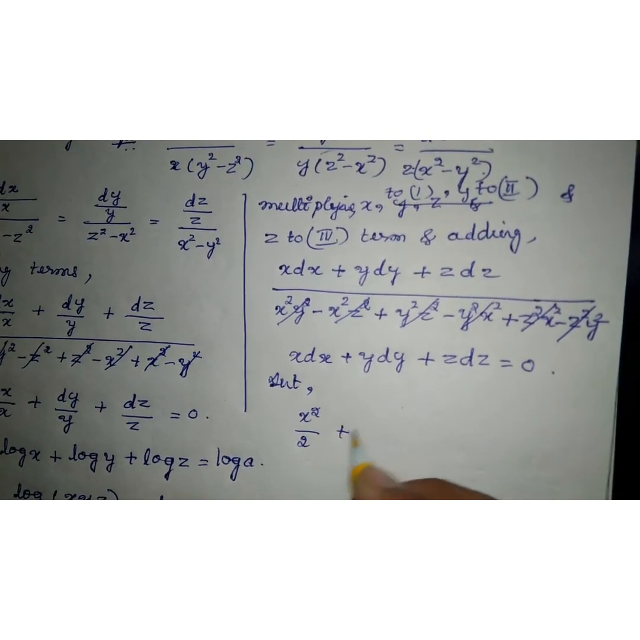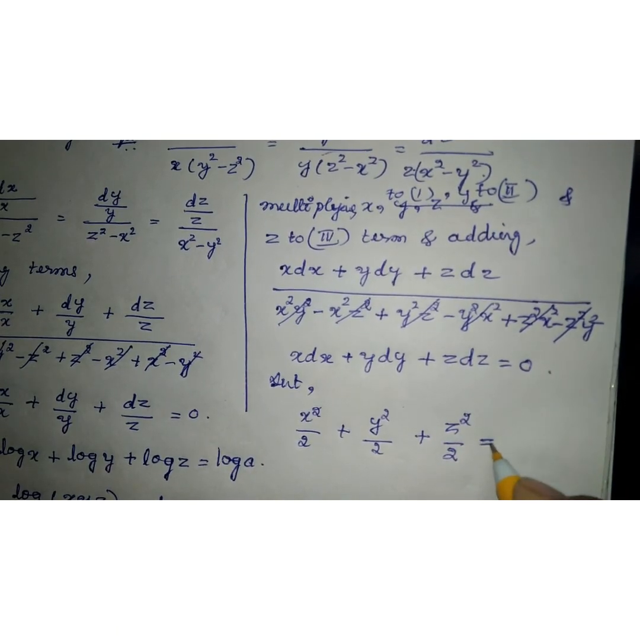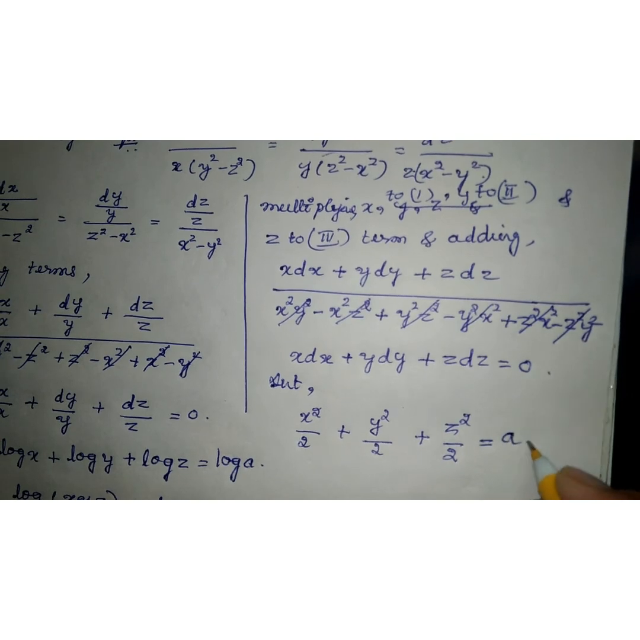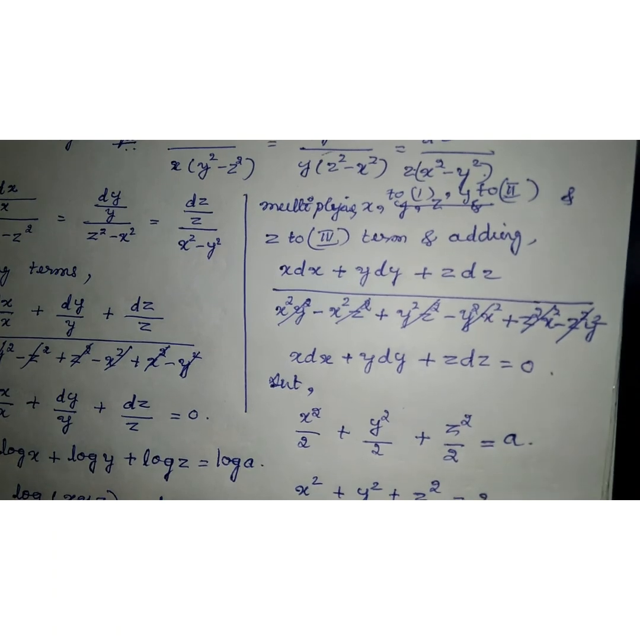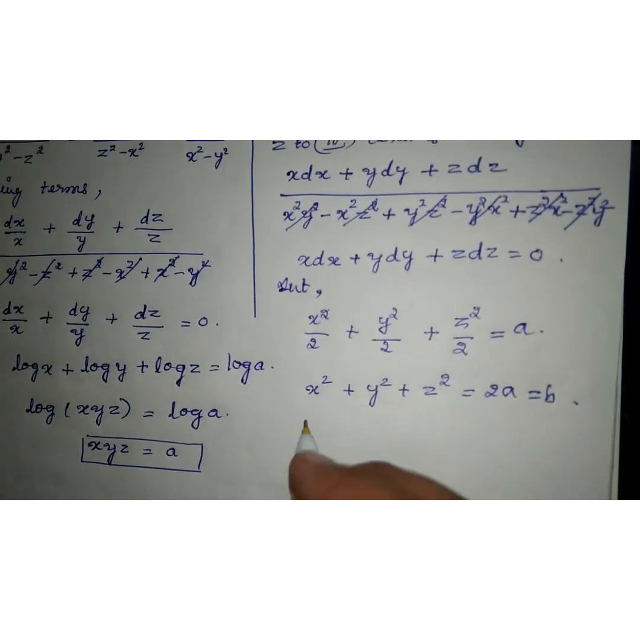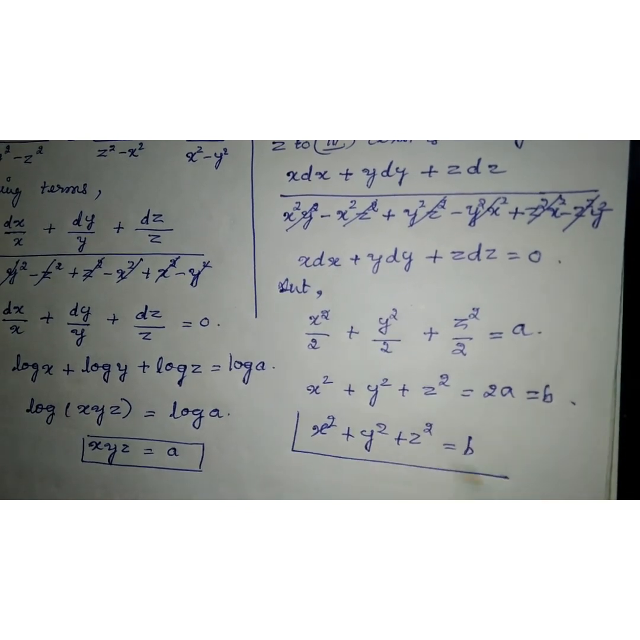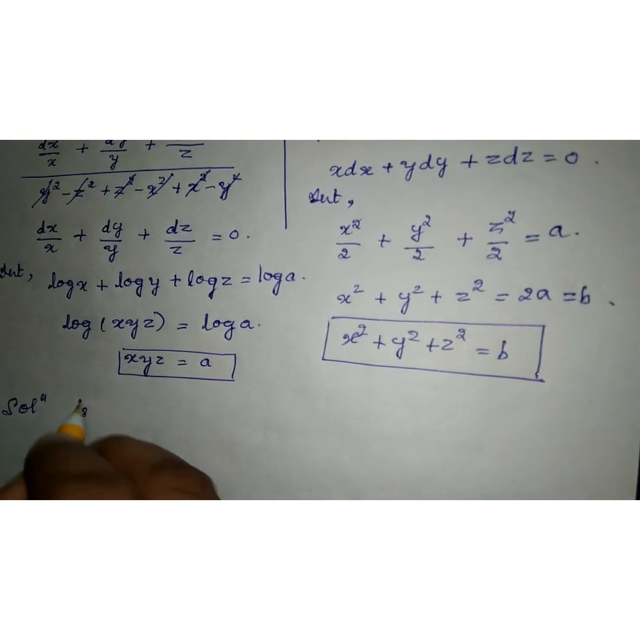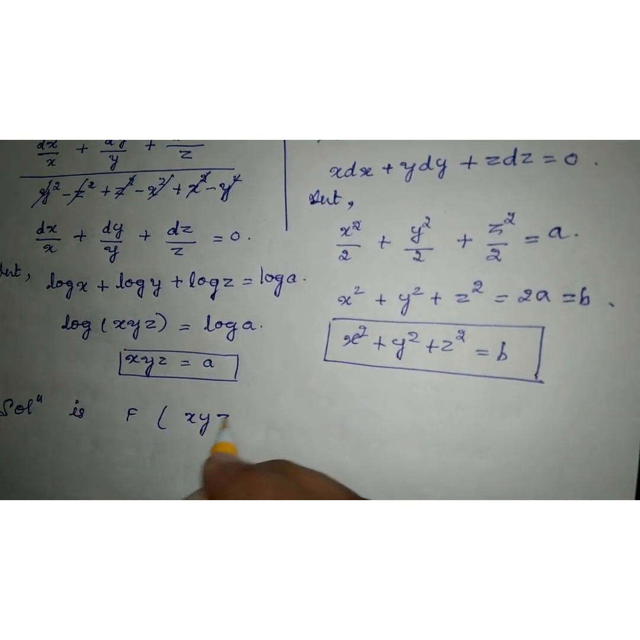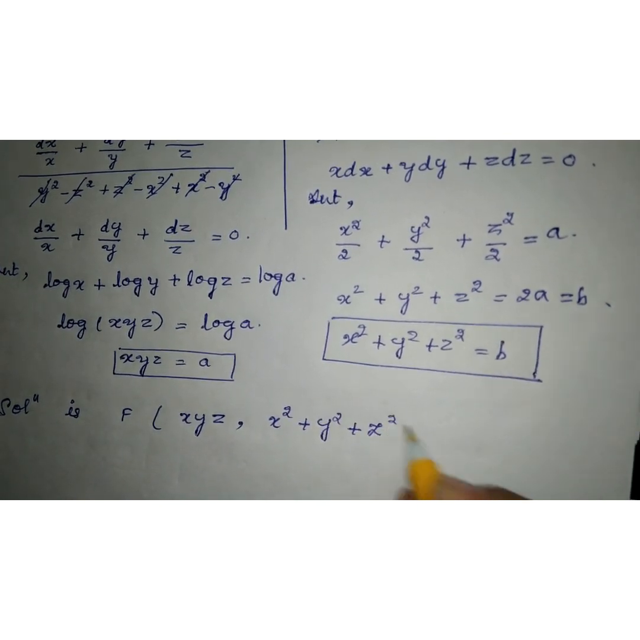Further integrating, we get x square by 2 plus y square by 2 plus z square by 2 equal to a constant, let me take it as a, and further x square plus y square plus z square equal to 2a, let me take it as b. So you get another equation, x square plus y square plus z square equal to b. So the solution is f of xyz comma x square plus y square plus z square equal to 0.